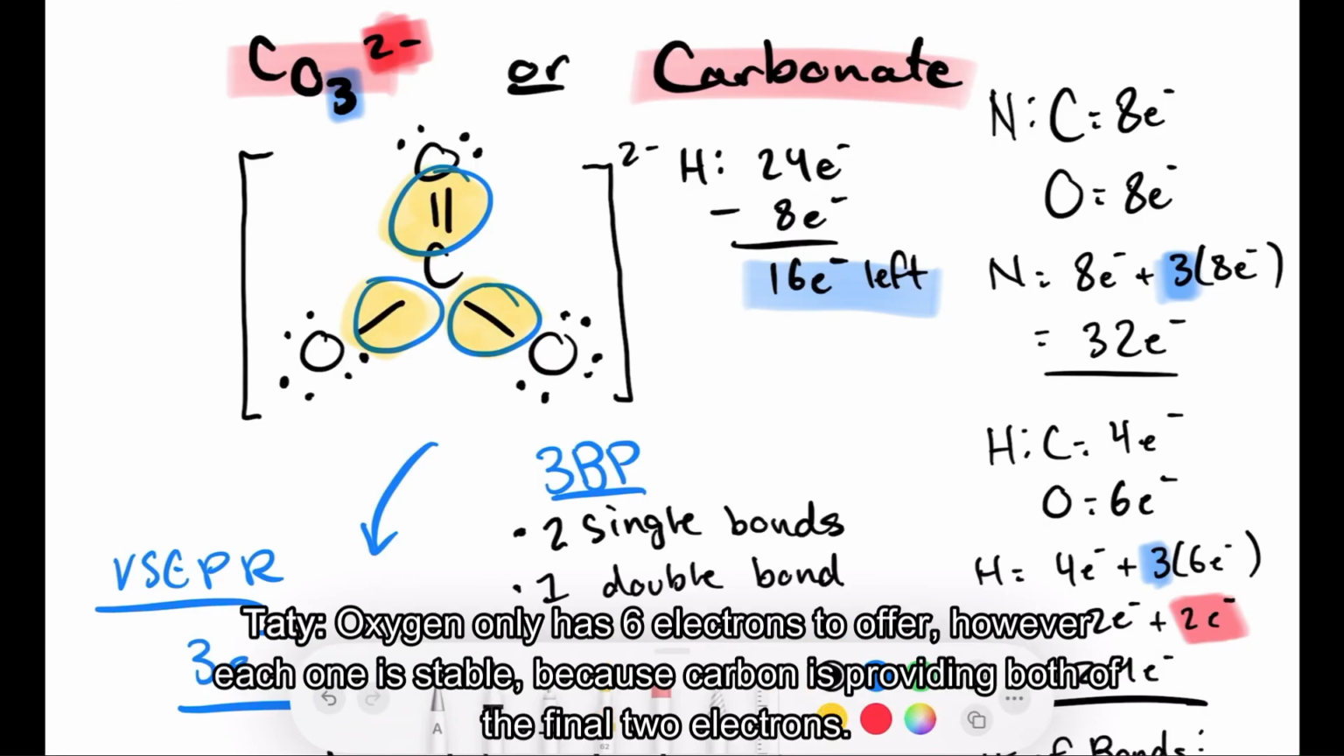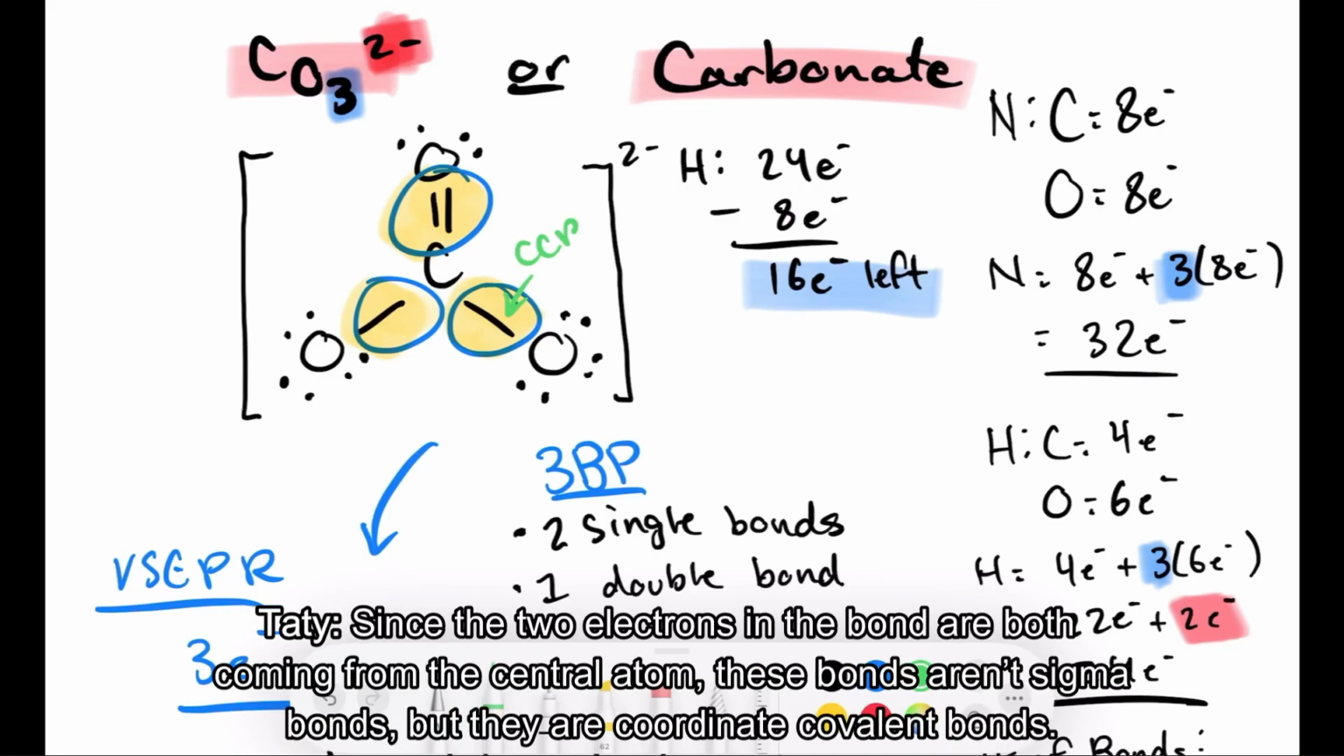Oxygen only has 6 electrons to offer. However, each one is stable because carbon is providing both of the final 2 electrons. Since the 2 electrons in the bond are both coming from the central atom, these bonds aren't sigma bonds, but they are coordinate covalent bonds.